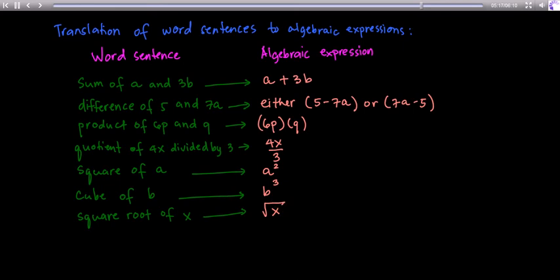Now let's have the last one. Cube root of y. What is cube root? Cube root is the inverse of cube, right? So cube, cube root, square, square root. How could we write the cube root here? We have a radical sign, but there is an index which is 3, and since we're talking about cube root of y, y is inside the radical sign.